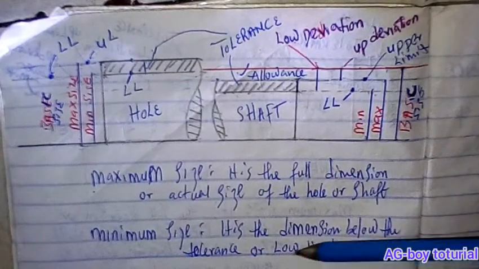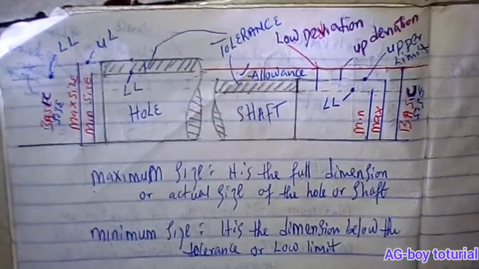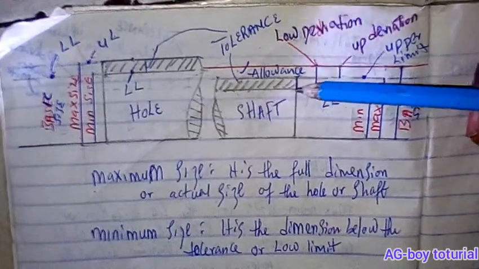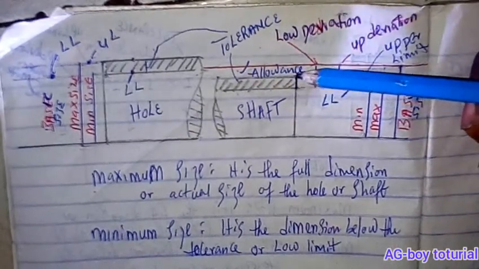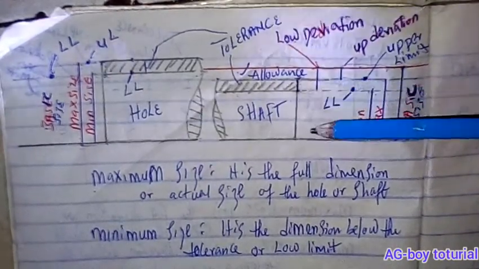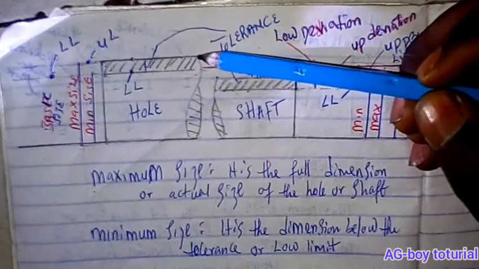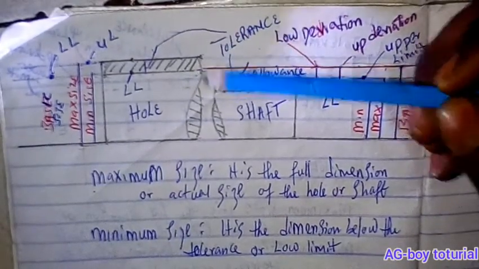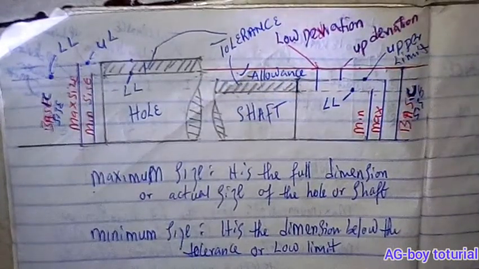Then what is limit? There are two lines in between the tolerance, the upper and lower limit. These two lines, the upper and the lower limit, in between the tolerance, those are my limits. For the shaft, these two points here, in between the tolerance, are my limits.